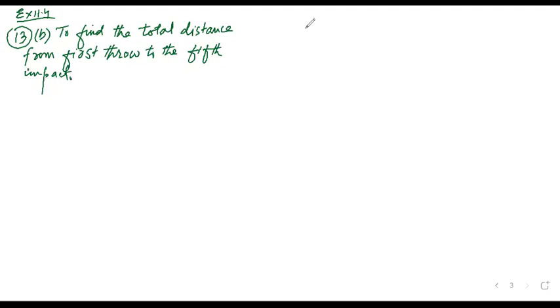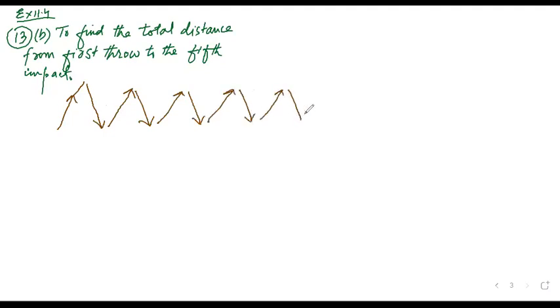Now how will this be done? Suppose the ball is thrown, that is one. So this one. So first impact, second impact, third impact, fourth impact, fifth impact. This is the fifth. This one is the fifth impact.